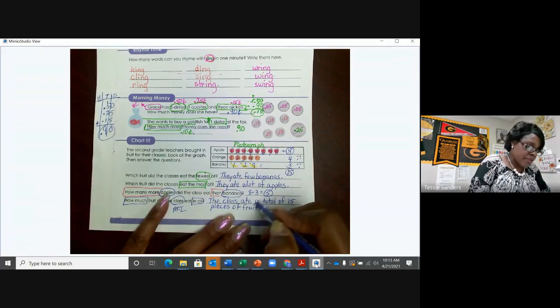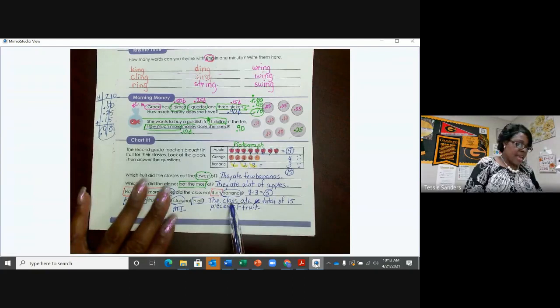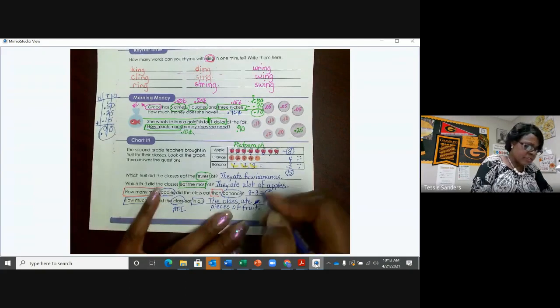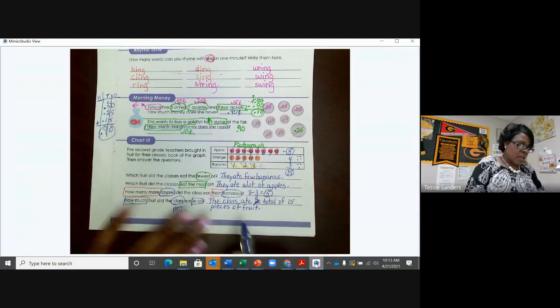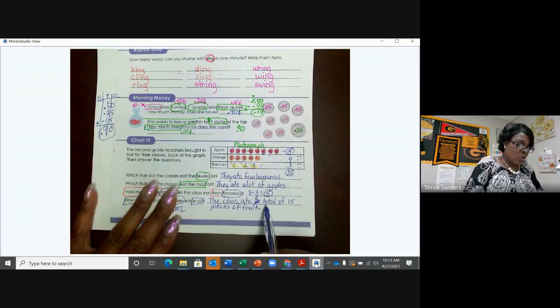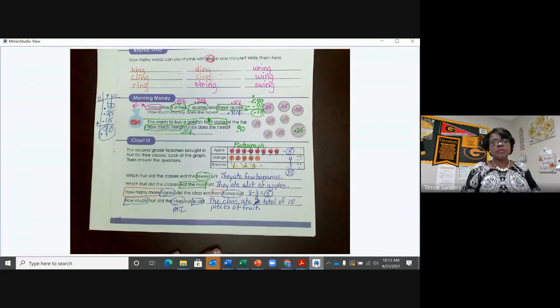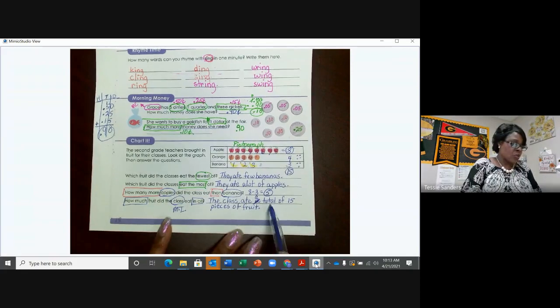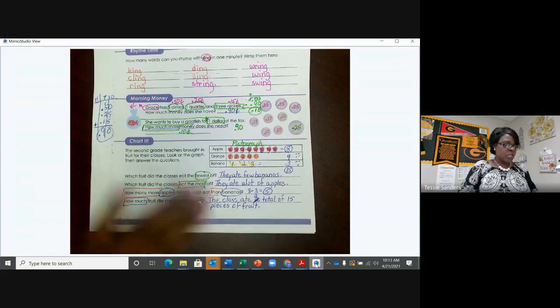Let me take A out of there. The class ate, oh no, A belongs in there. The class ate a total of 15 pieces of fruit. That is what you should have written. Sorry for the mistake. I'm human. The class ate a total of 15 pieces of fruit.